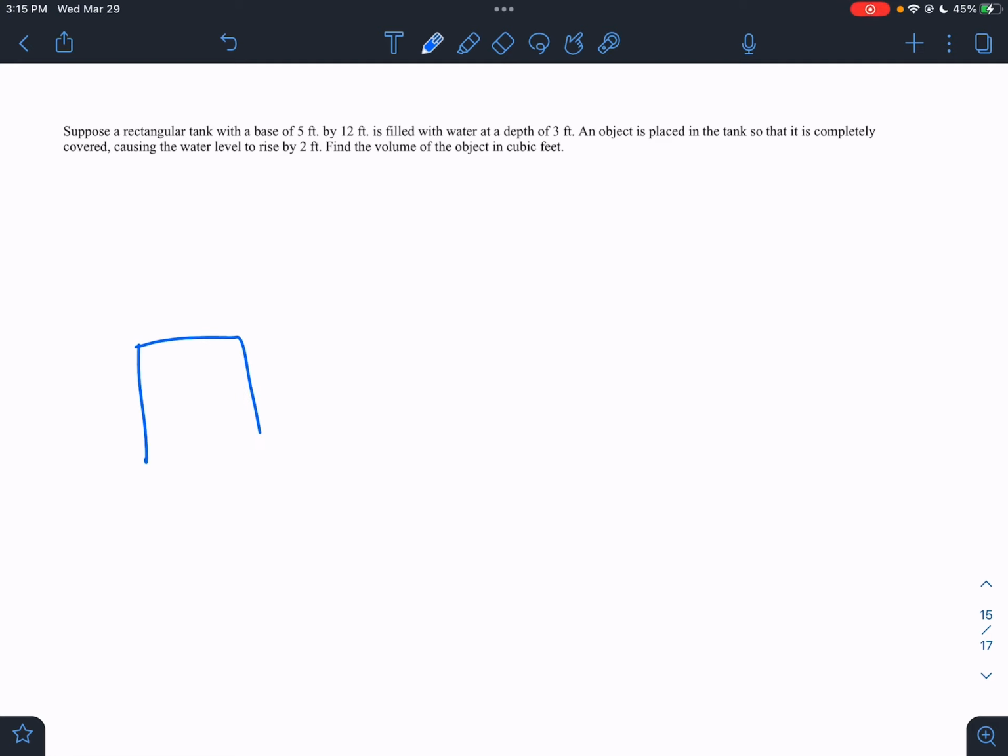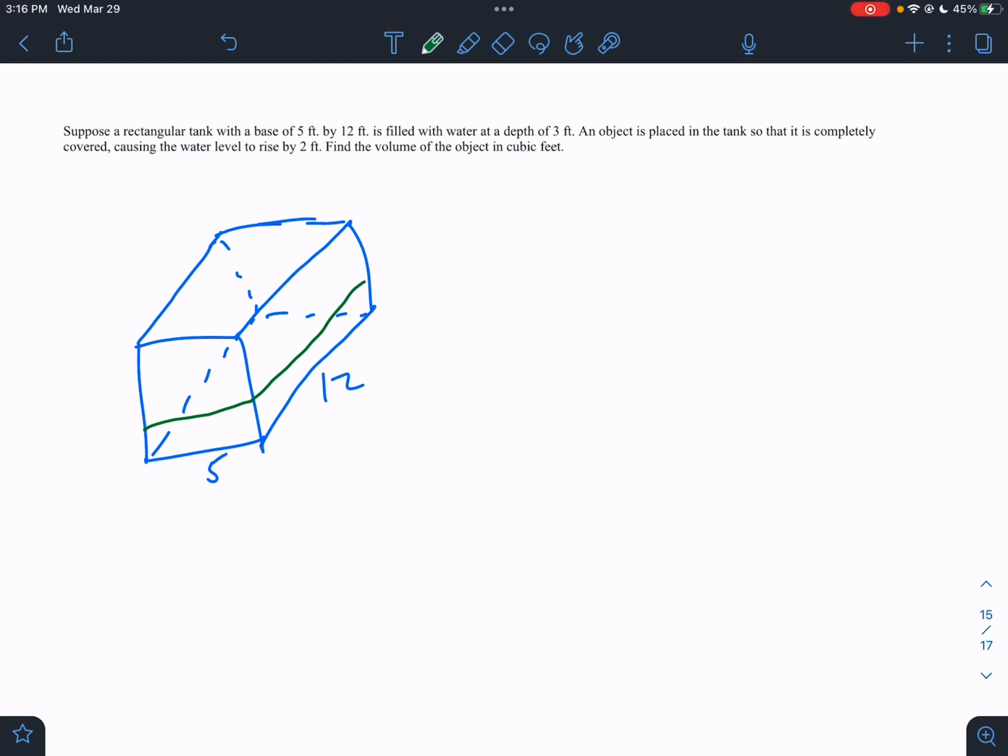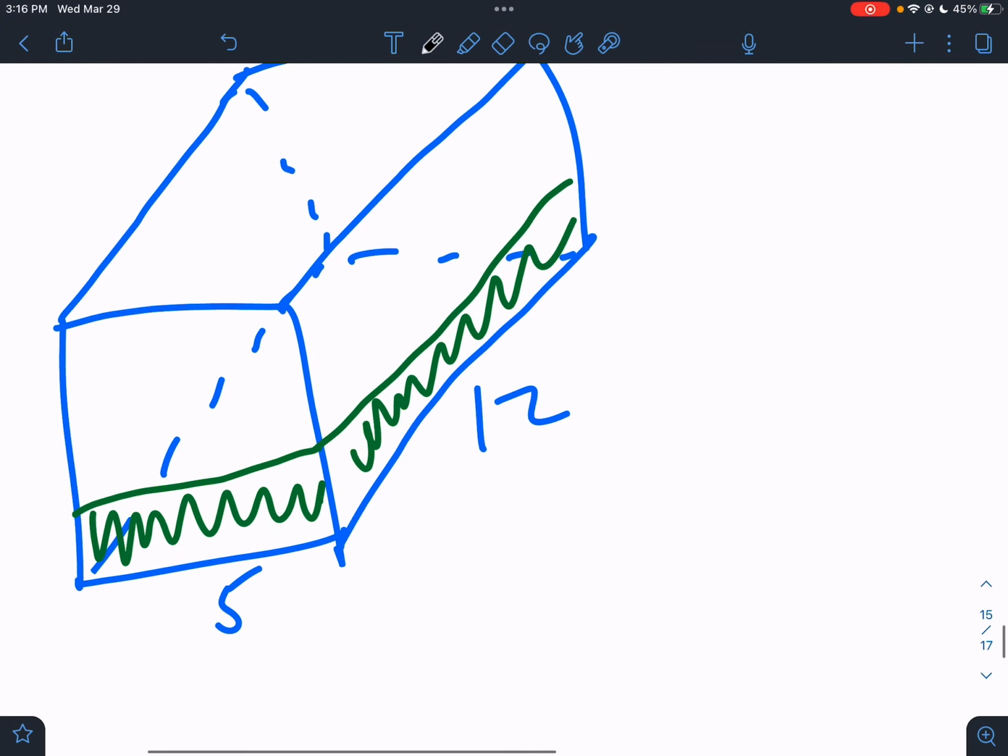So here it says, suppose a rectangular tank has that base. So let's draw a rectangular prism together. Not a tank that shoots people. I'm talking about a tank that has water in it. So I've got a rectangular tank. Its base is 5 by 12. It has water filled to a depth of 3. So right now, the water is 3 feet deep. I don't actually care about that. What I do care is that when we put an object in, the water level is rising 2 feet. So I do care about this rectangular prism.